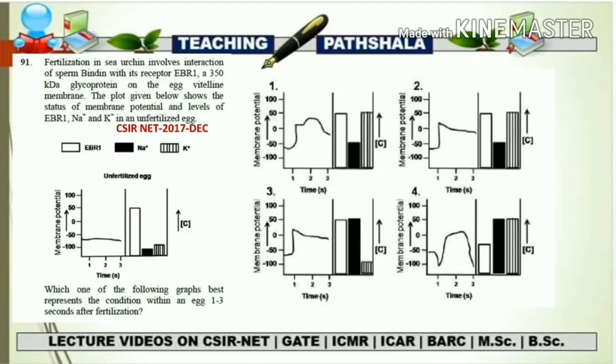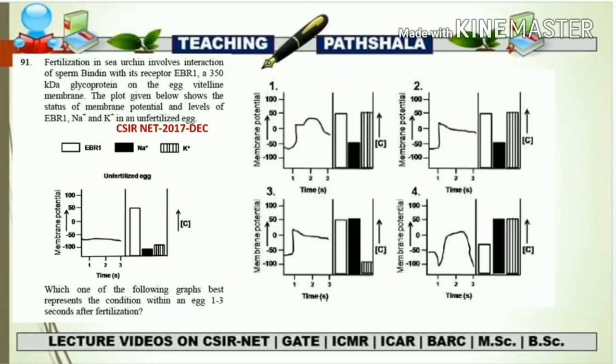Next is the presence of sodium ion, which obviously will be very low in an unfertilized egg. And next is the calcium ion, which is supposed to be present in a little higher amount, and this is the only factor that is responsible for the negative charge of the egg membrane. Now let's see the condition of the question. Which one of the following graphs best represents the condition within an egg 1 to 3 seconds after the fertilization?